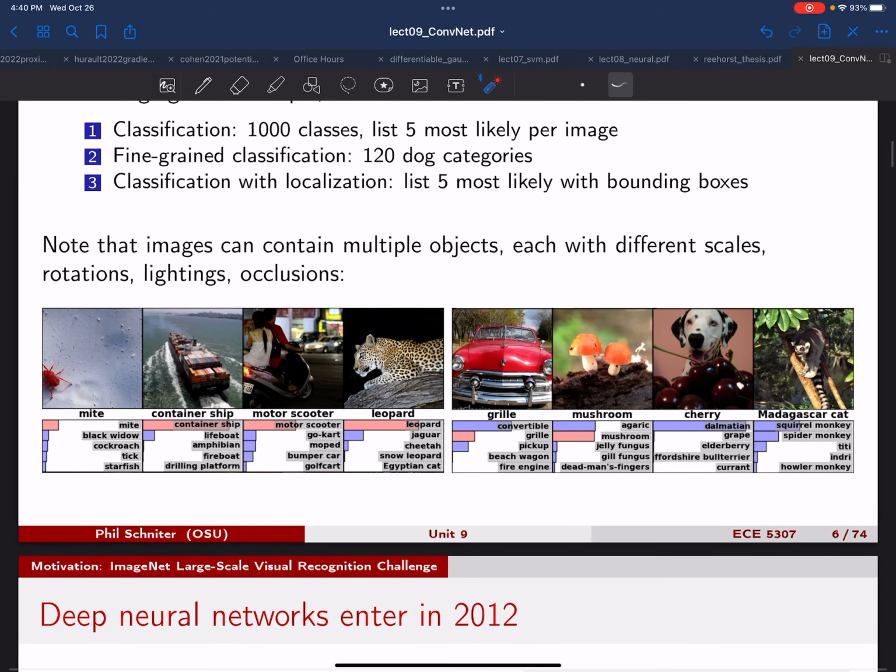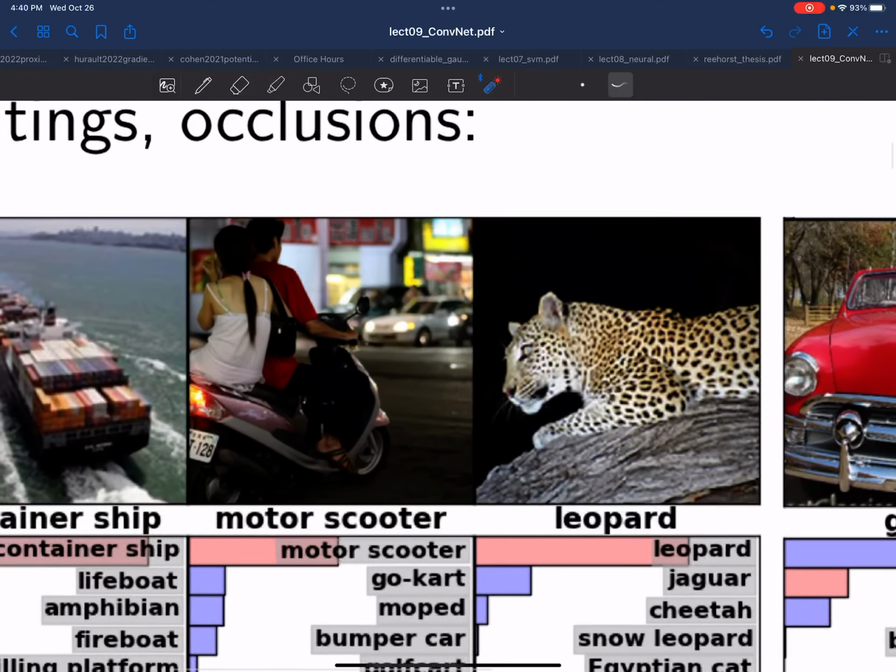Here are some examples of ImageNet images that show how difficult this task is, because images can contain multiple objects. Those objects can be of different sizes, scales, different rotations, different lightings, different occlusions, meaning part of the object may not be shown. So just as a few examples, this is a mite, but the mite is not centered.